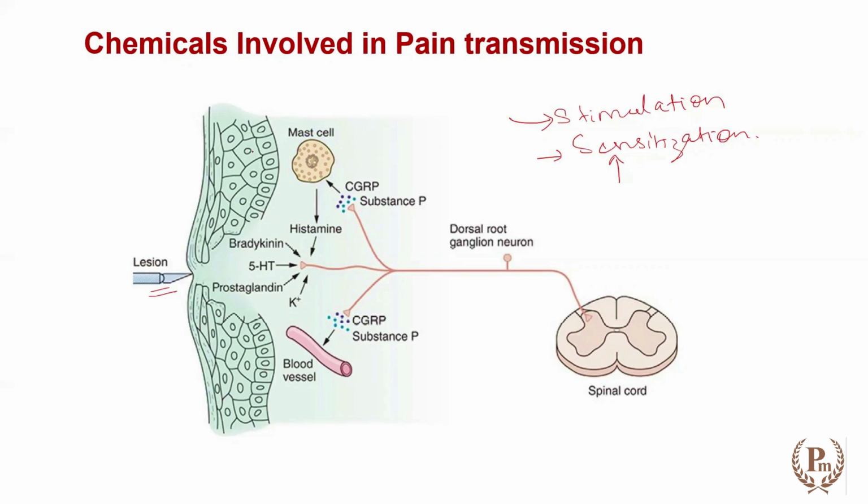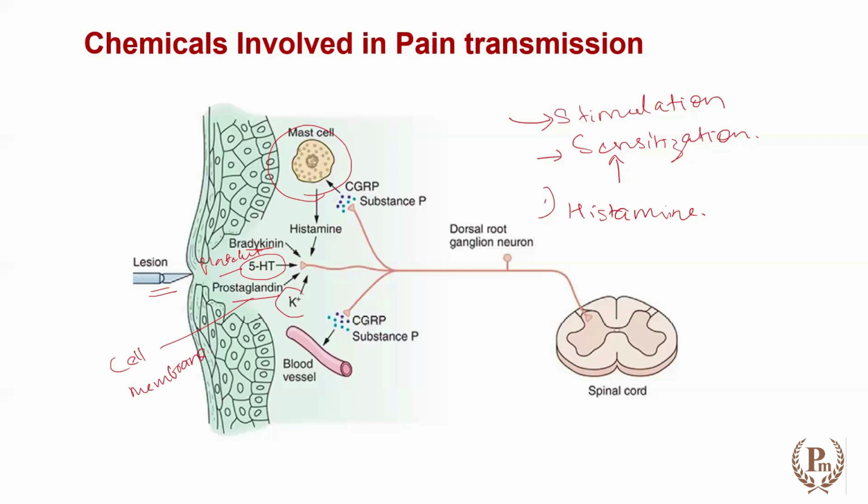So at the site of injury, you will find histamine. So where is this histamine released from? Histamine is released from the mast cells. So we have the mast cells which release the histamine, and we have 5-hydroxytryptamine which is released by the platelets, and we have the prostaglandins and bradykinins which are released by the cell membrane. So these chemicals are going to be released.